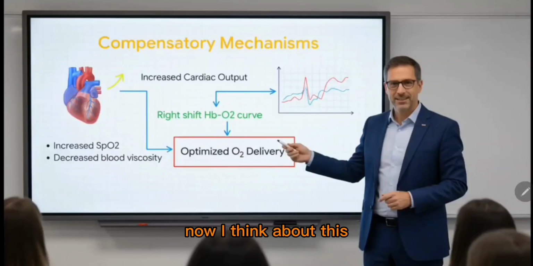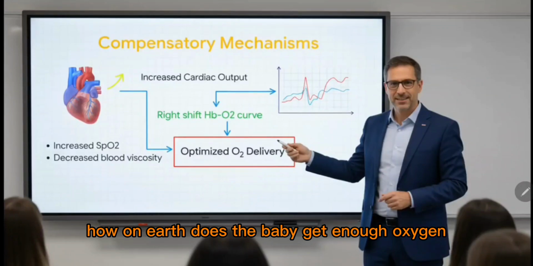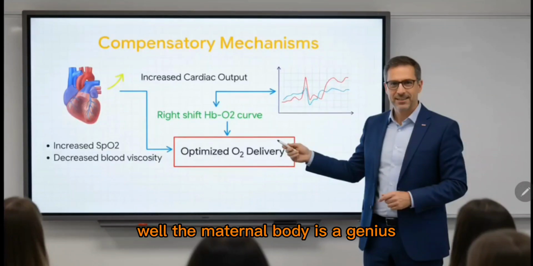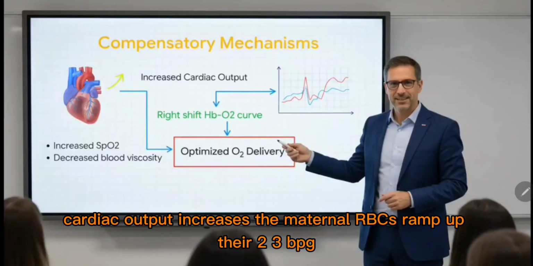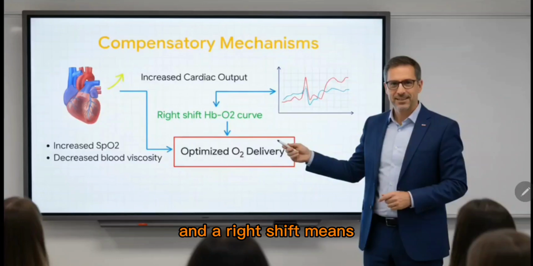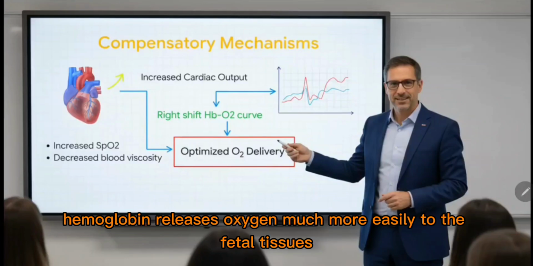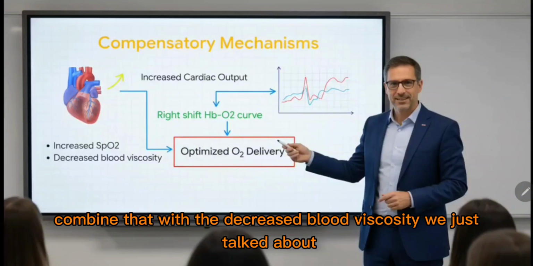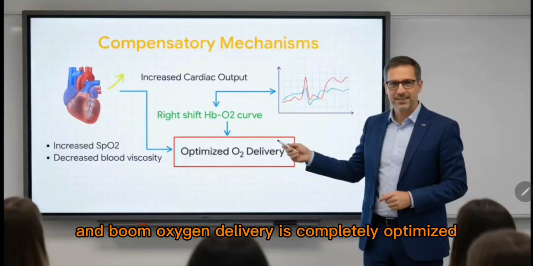It's completely normal, so don't panic when you see it. Now, think about this. If the blood is so diluted, how on earth does the baby get enough oxygen? Well, the maternal body is a genius. To compensate for this hemodilution, cardiac output increases. The maternal RBCs ramp up their 2,3 BPG, which causes a right shift of the oxygen dissociation curve. And a right shift means hemoglobin releases oxygen much more easily to the fetal tissues. Combine that with the decreased blood viscosity we just talked about, and boom, oxygen delivery is completely optimized.